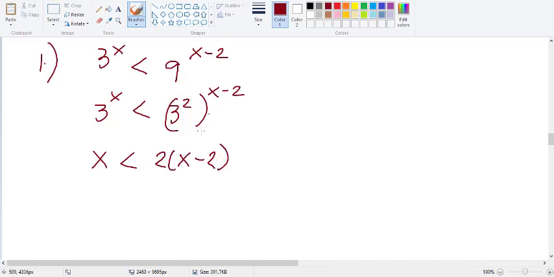Oh my God, I made a mistake, guys. I still need to distribute, no? So, x is less than 2x minus 4. Right? So, solve as is. Move the x here. Guys, this is it, no?